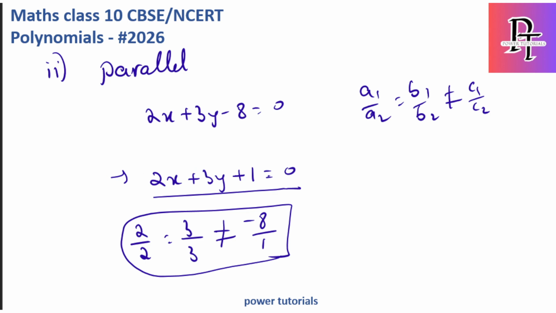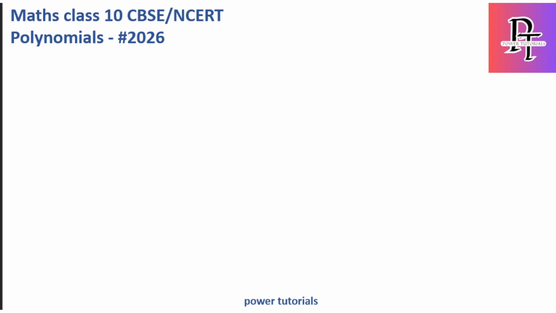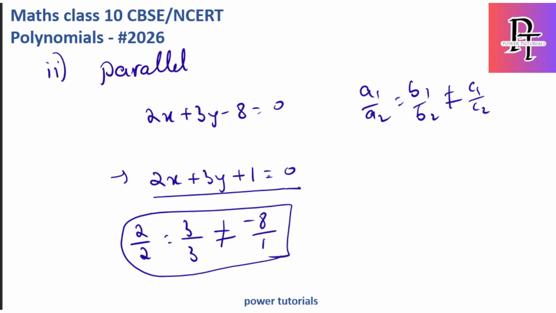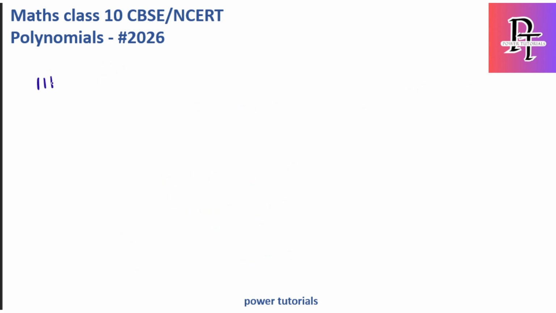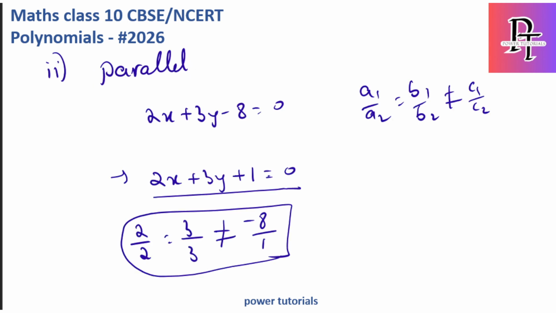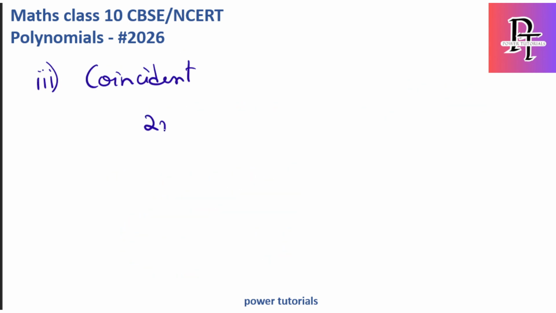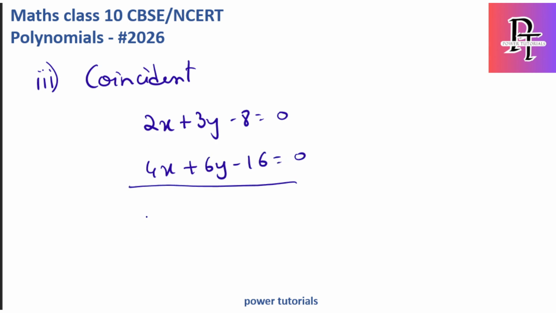Let's see the third one, which is coincident. For coincident, what is the condition? All three ratios should be equal. What is the line? 2x plus 3y minus 8 is equal to 0. So what I will do is I'll just multiply by 2. 4x plus 6y minus 16 is equal to 0. So this is the solution which is coincident to this. Why? Because again a1 by a2 is equal to b1 by b2 is equal to c1 by c2.